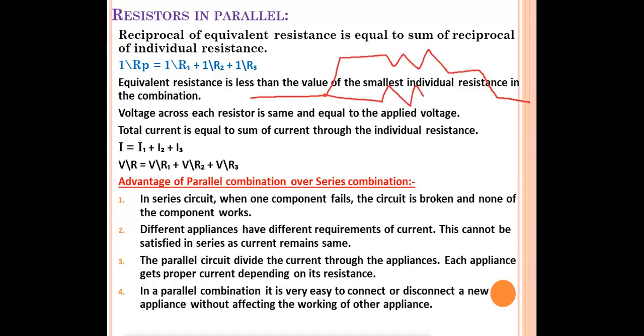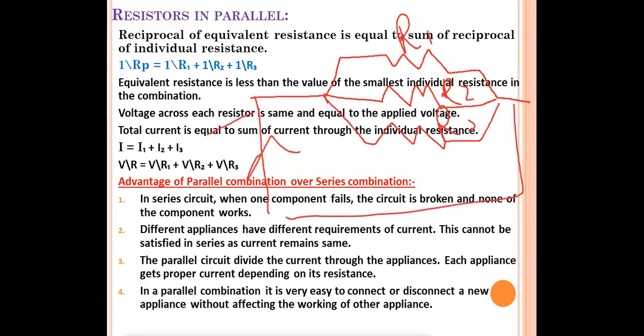Suppose this is the second resistance, and this one is your third resistance. This is your R1, this is R2 and this is your R3. Suppose the current flowing through it is I. So it will divide into three branches, I1, I2 and I3. The current will be divided among all three resistors, but the voltage will be the same because only one voltmeter will be there, and its voltage will be the same in all the cases.